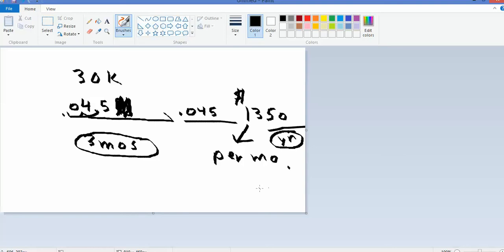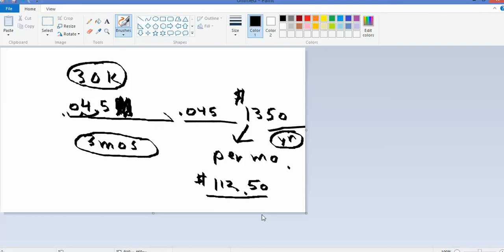To tell how much we would earn per month, you take the $13.50 and you divide it by 12. There's 12 months in a year. So you earn $112.50 worth of interest every single month. Okay, so every single month, every 30, 31 days, you earn $112.50. So in addition to receiving $30,000 at the end of the 3 months, because you're going to get that back, return of principal, every month you earn $112.50.